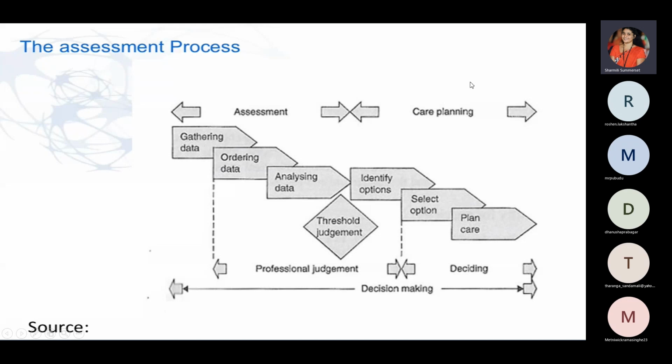So assessment includes data gathering, ordering data and analyzing data. But after analyzing, identifying the options, selecting a suitable option and implementing the option comes under the care plan. As nursing officers, we write a nurse's care plan. It contains some sets of elements. We will learn all these things in detail. So this is the simple assessment process that we commonly use in a health and social care setting.